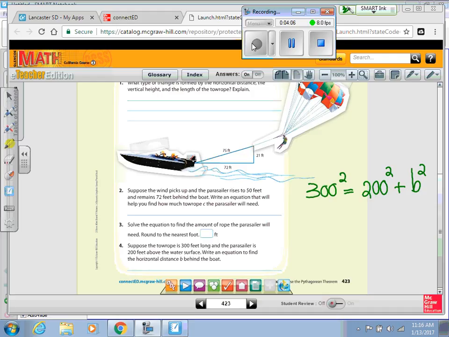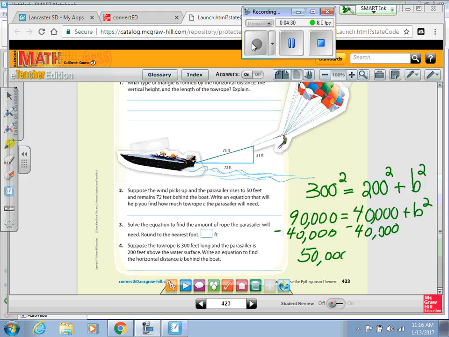So 300 squared is 90,000. 200 squared is 40,000. We're going to subtract 40,000 from both sides. And when we take the square root of both sides, we're going to find the length of the horizontal distance. If we round the square root of 50,000, we're going to get 224 feet.